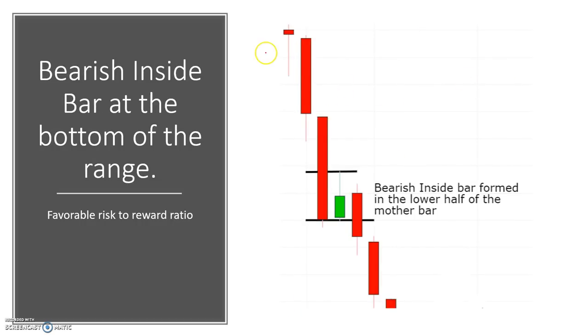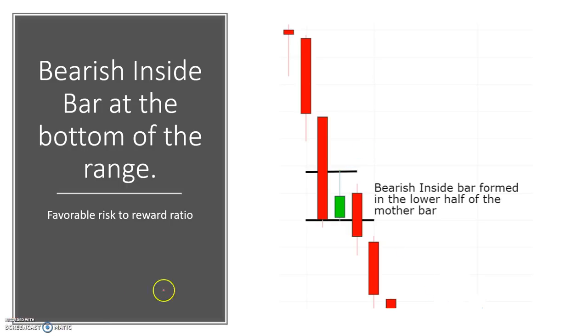Similarly, in a sell trend, we'll look for a downtrend, one low followed by a second lower low, followed by a third lower low, and there is a pullback forming a bull candle, green candle, small pullback, okay, which is almost half the size of this mother candle. So we must look for a bearish inside bar formed in the lower half or the bottom half of the mother bar. So on the break of this, we will sell, keeping stop loss 1 point above the high of this candle, and we'll look for a 1:2 risk reward ratio.